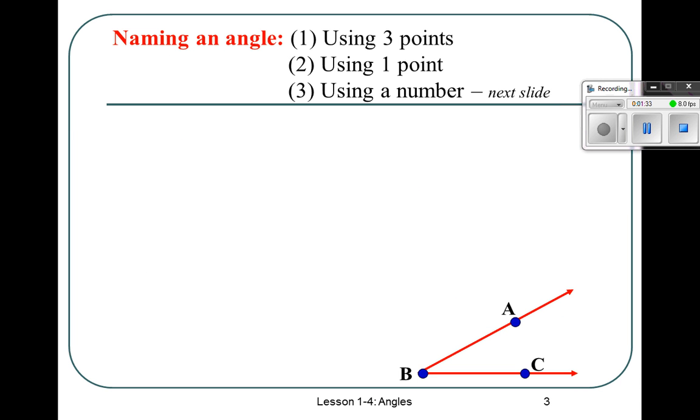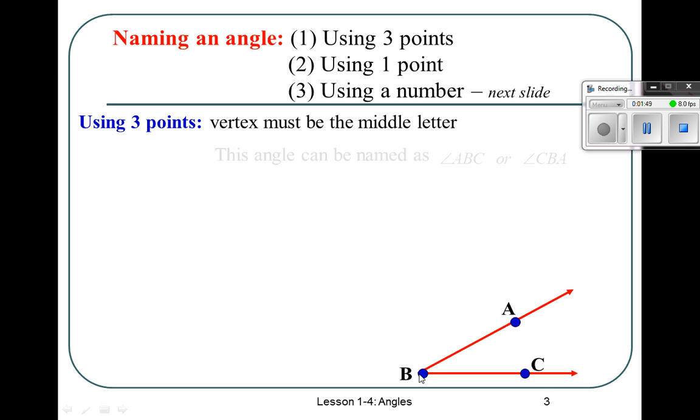We can name an angle three ways. We can use 3 points, we can use a single point, or we can use a number. When we use 3 points, the vertex must be in the middle. So we can name this angle as angle ABC or angle CBA.